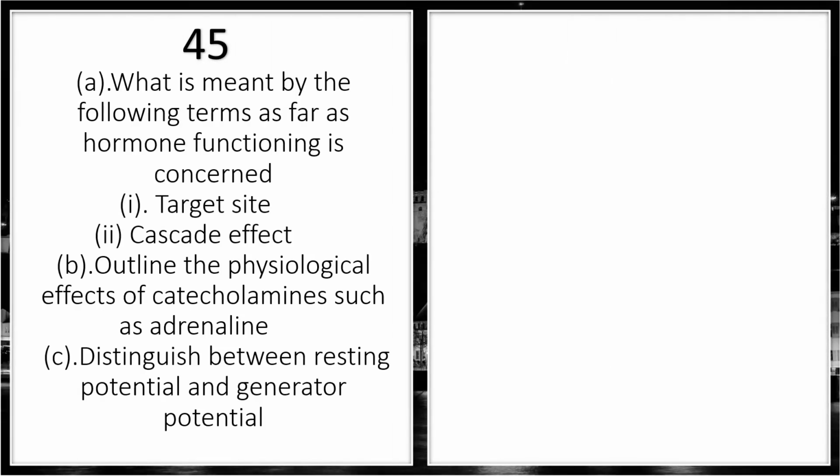Number 45. What is meant by the following terms as far as hormone functioning is concerned? 1. Target site. 2. Cascade effect. B. Outline the physiological effects of the catecholamine such as adrenaline. Part C. Distinguish between the resting potential and the generator potential.